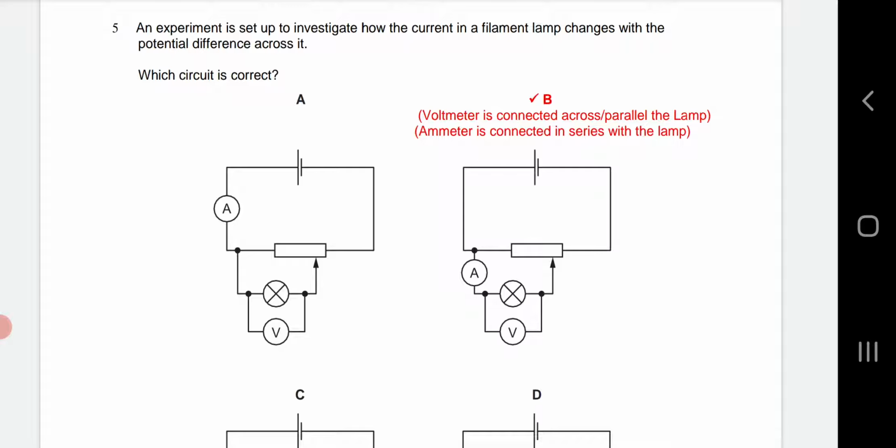Remember, the voltage measurement across any element, across any resistor, across any device is done by placing the voltmeter across or in parallel to that component. And for current measurement, the ammeter is always connected in series with that component. These two are main concepts. So option B here is the correct option. In option C, you can see the voltmeter is connected across the lamp, whereas ammeter is connected in series with the lamp.